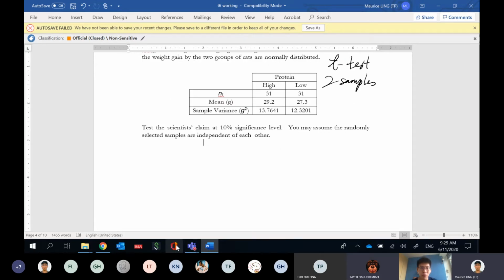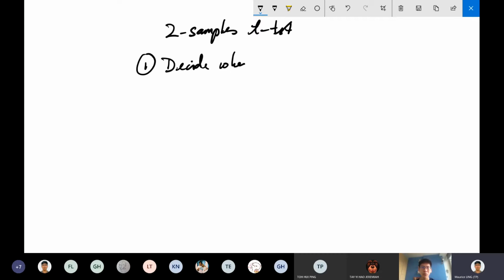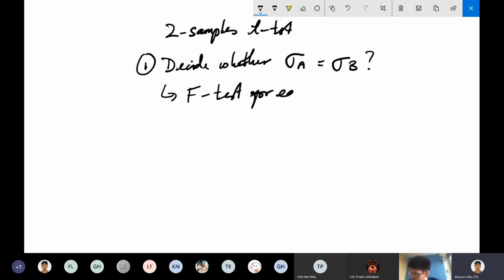Or let me just show you again. This is how you look at it. If you want to do a two-samples t-test, there are two versions, equal variance or unequal variance. The first thing is you have to decide whether the variance of A equals the variance of B. For this you have to do your F-test for equality of variance.